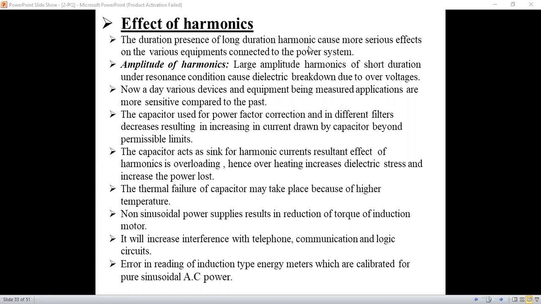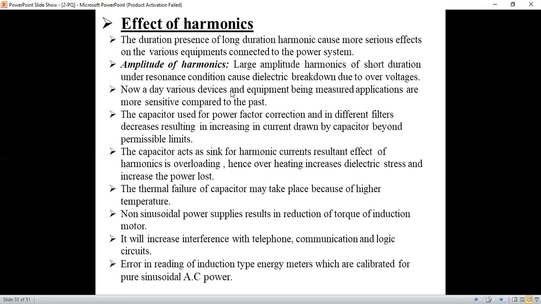Higher temperature will give some errors. So many problems are there. These are all the effects of harmonics that I have pointed out here now. One by one we will discuss them. First, the presence of long duration harmonics. If long duration harmonics are present, they will cause more serious effects on the various equipment connected to the power system.